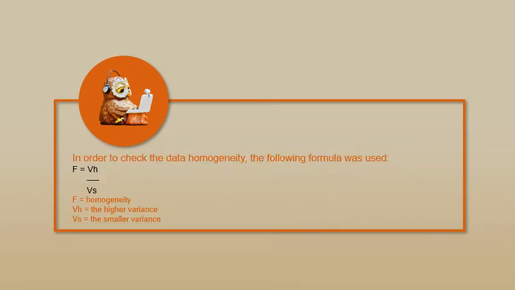And in order to check the data homogeneity, the following formula was used. Here F is homogeneity, PH is the higher variance, and PF is the smaller variance.